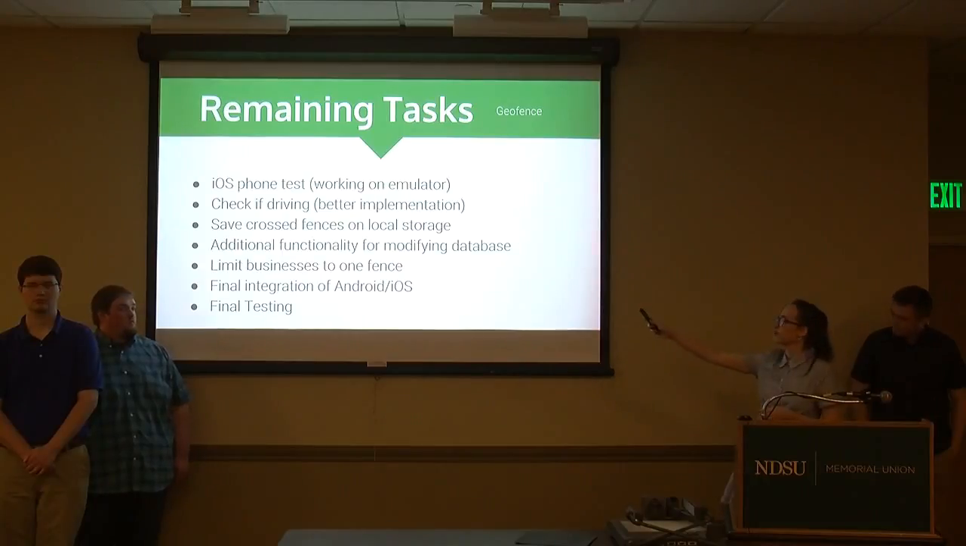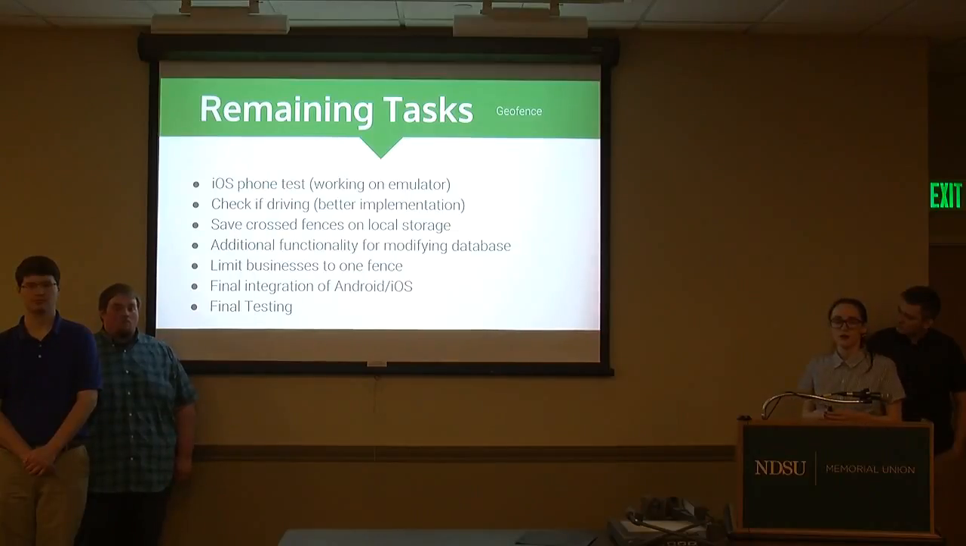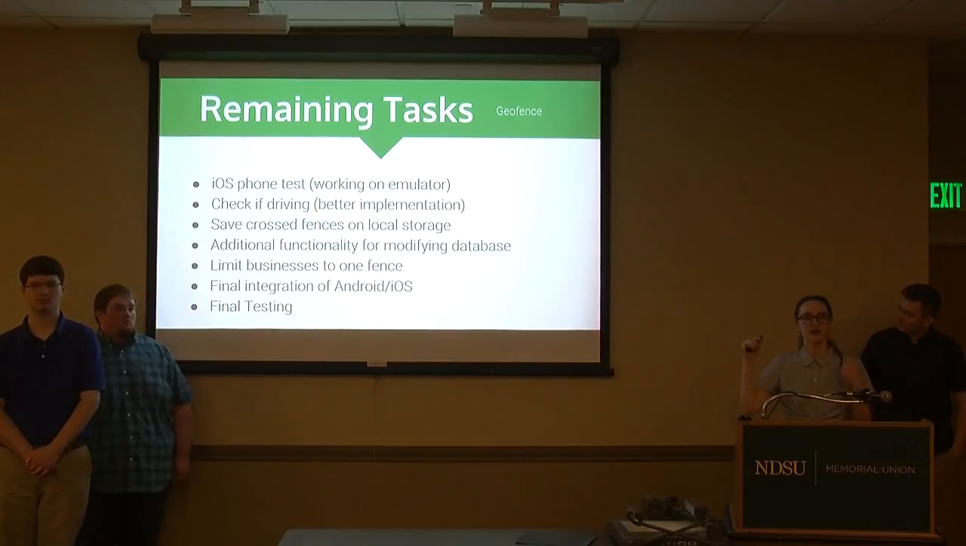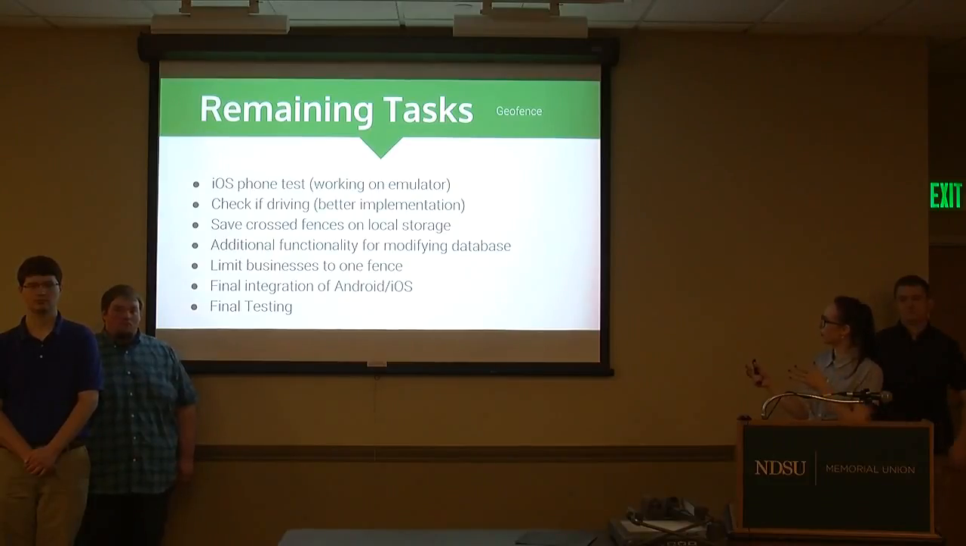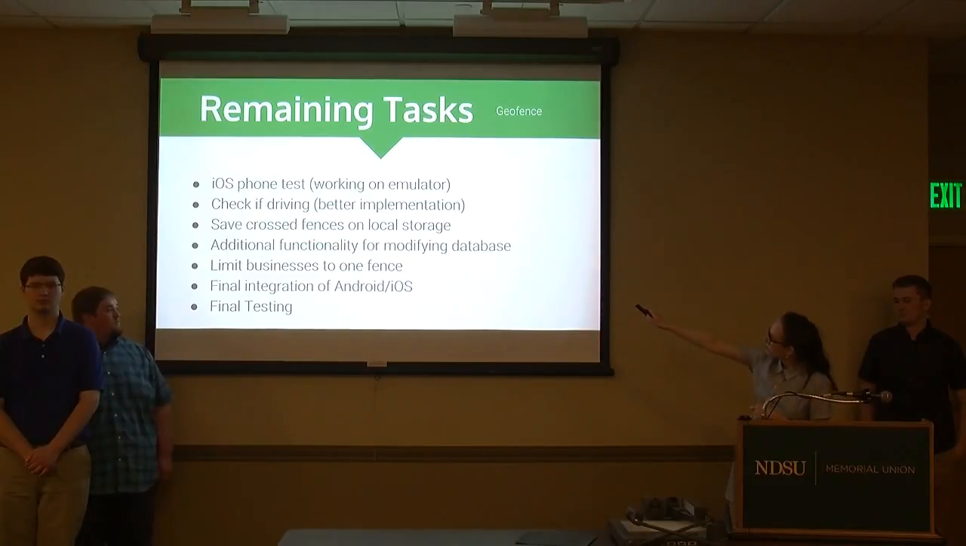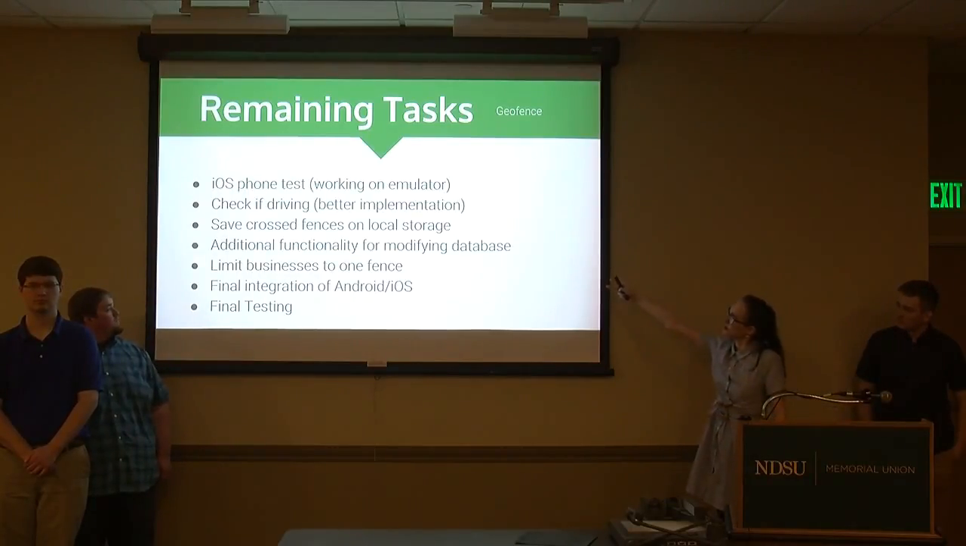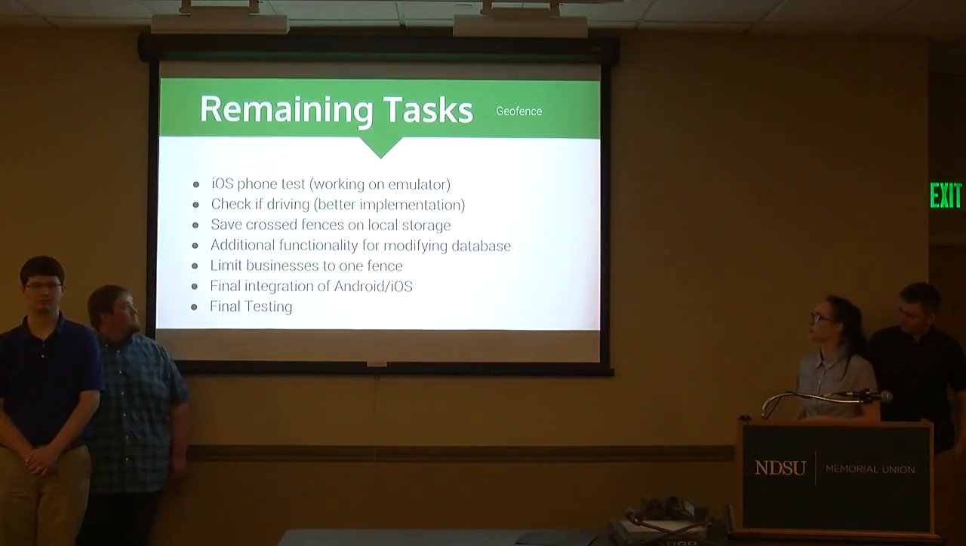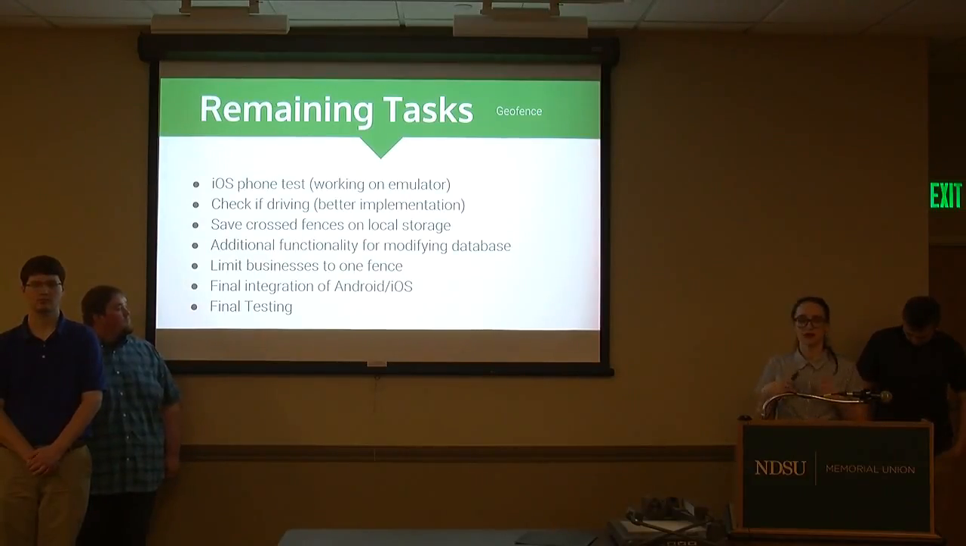We also want to check the speed checking functionality and get a better implementation of that. We also need to make sure that we're saving cross geofences on local storage, because right now if you close out the app, the notification delay won't work as well. We also, these two right here, the second to last ones, those are more functionality that would have been nice for leading into the web app development, which the businesses will need and they'll use to set up geofence notifications, and then final testing with all of this stuff.